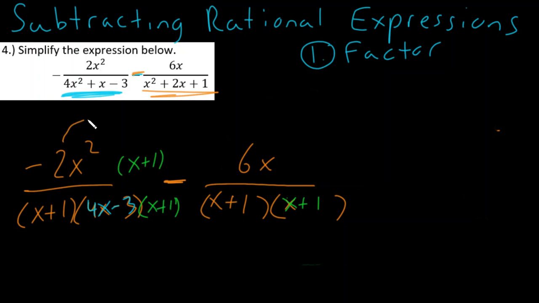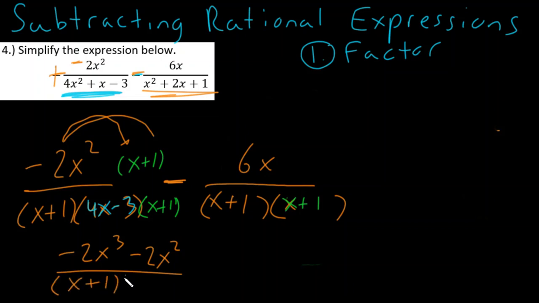We get negative 2x squared because I took this minus and moved it up here. Negative 2x squared times x is negative 2x cubed. Negative 2x squared times 1 is negative 2x squared. That's pretty easy. On the bottom, of course, we have our x plus 1, our 4x minus 3, and our x plus 1. Now right over here, I'm going to write a plus sign. And this is the trickiest part: you want to take this negative and put it with that single term. You want to put the negative with the top number.